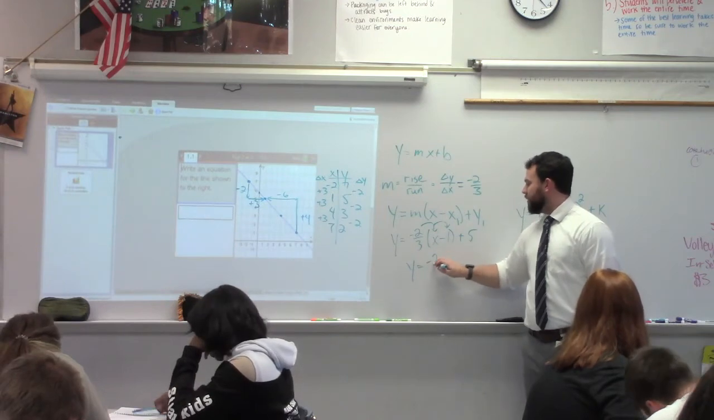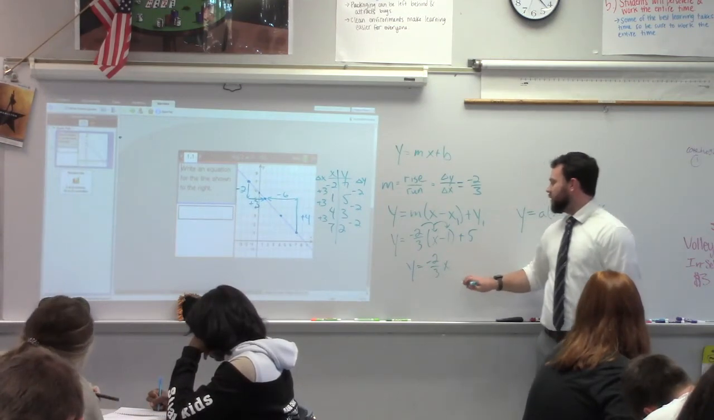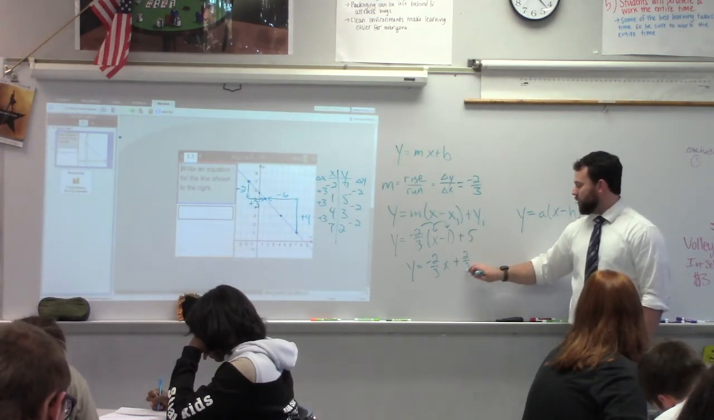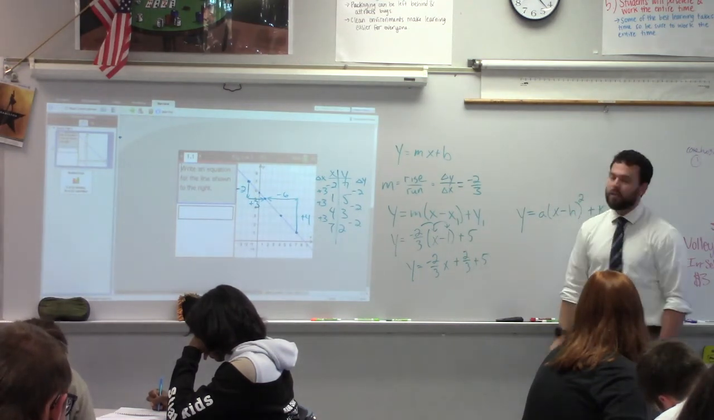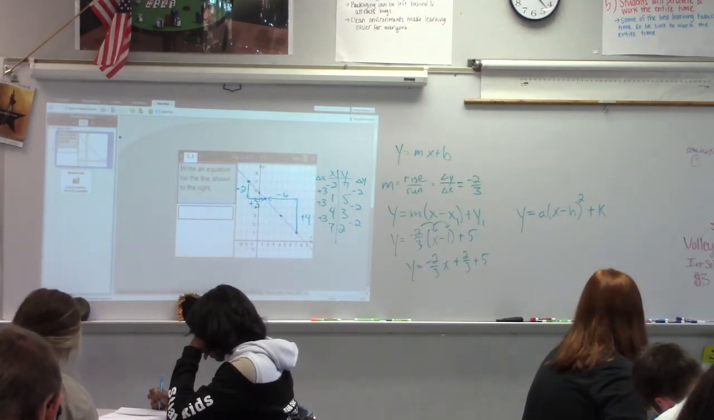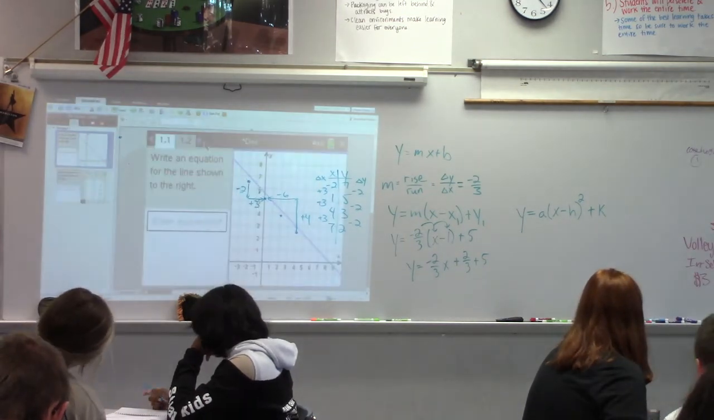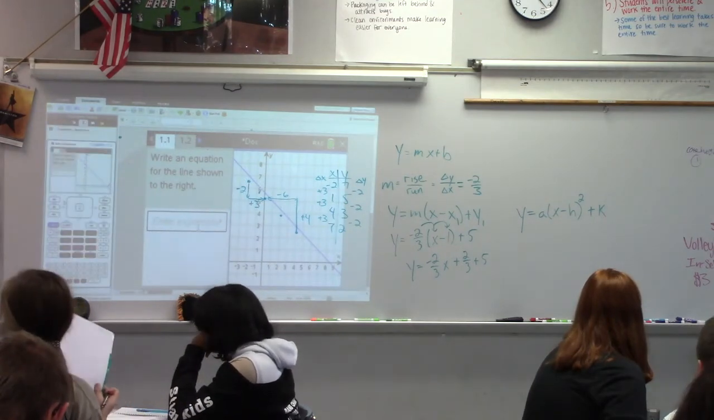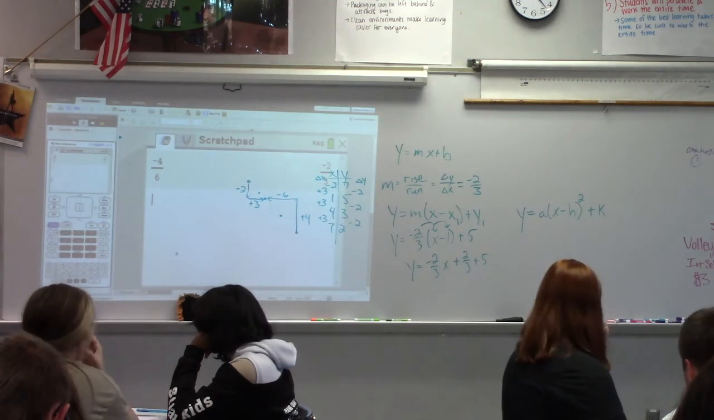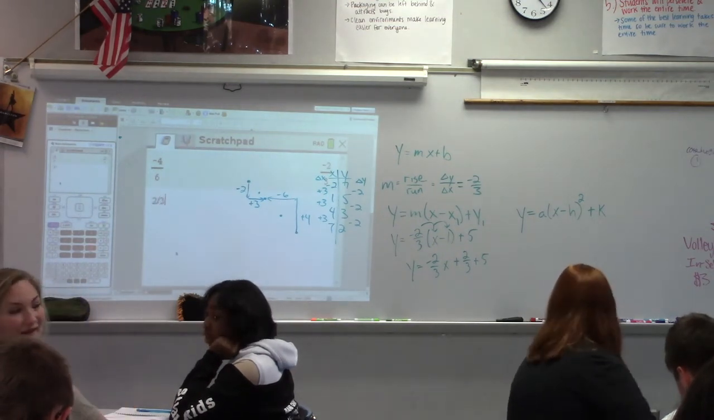Y equals negative 2/3 x. Negative 2/3 times negative 1 is plus 2/3 plus 5. Now, your calculator can do 2/3 plus 5 as is, right? So, if I go to 2 divided by 3, right?